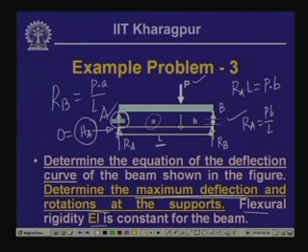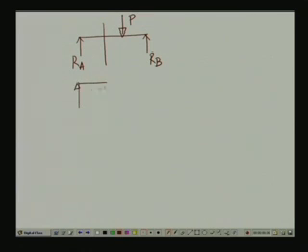Now, here we have two segments, segment 1 and segment 2, and in these two different segments our bending moment expression will be different. So, let us compute the bending moment for these two segments. Now, we have the beam, this is R_A and this is R_B, and you have the load here as P. For segment 1, if I take a cut here and draw the free body diagram, this is the shear force, this is the bending moment M, and this is at a distance of x from the support A.